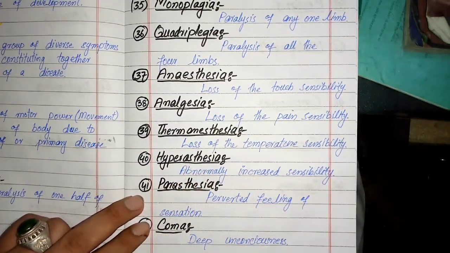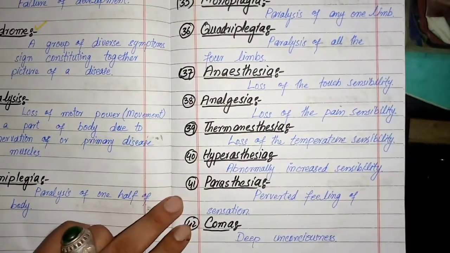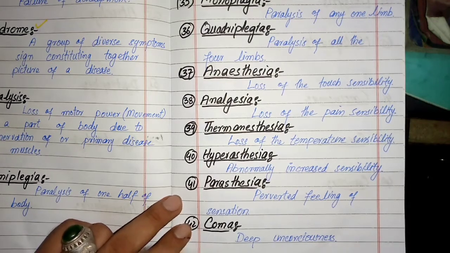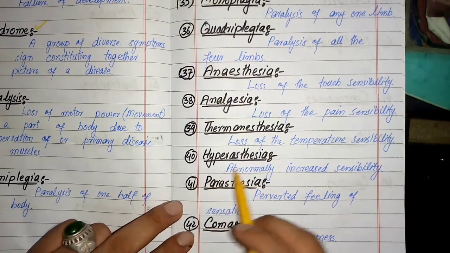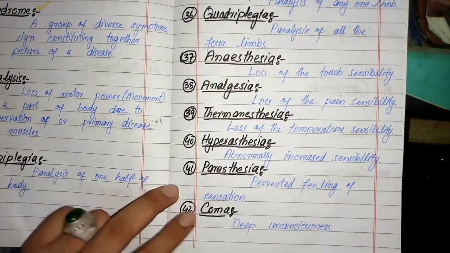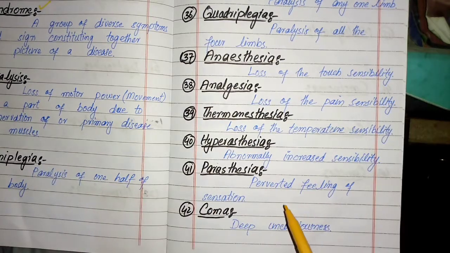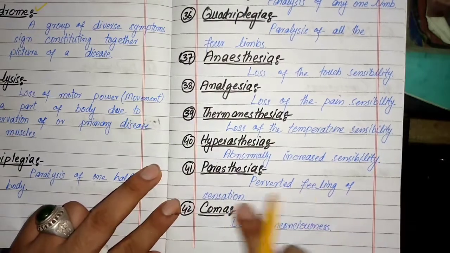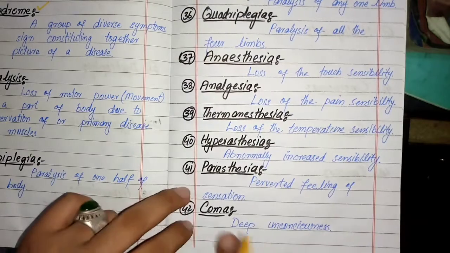Hyperesthesia means abnormally increased sensibility. Whenever the sensibility of a person is abnormally increased, it means he or she senses each and everything abnormally and pathologically. This condition is called hyperesthesia, right? And paresthesia is perverted feeling of sensation, meaning a false feeling of sensation, or not true feelings of sensation, is called paresthesia, right? Coma means deep unconsciousness, right?